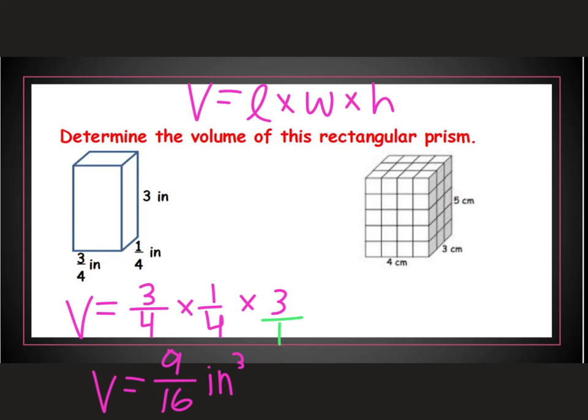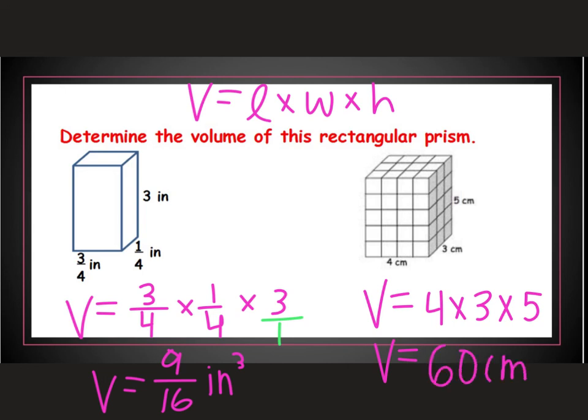All right, let's look at the right. They give us our measurements, so all we have to do is plug them in. Volume equals our length, 4, times our width, 3, times our height, 5. 4 times 3 is 12. 12 times 5 is 60. So our volume of this prism is 60 centimeters cubed.